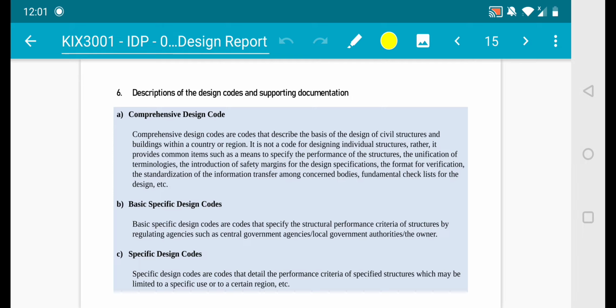Number 6, description of the design codes and supporting documentation. In any of your design, you should mention all the design codes that you use, from the structural design code to the foundation design code, and what type of code. There are 3 types of code: comprehensive design code, basic specific design code, and the specific design codes.